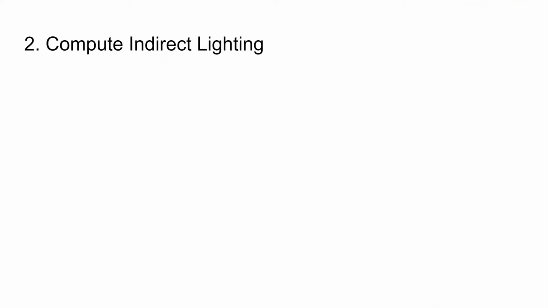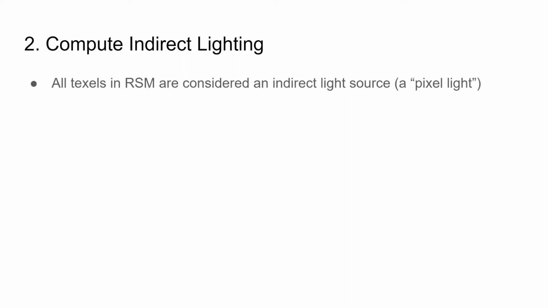That is the most involved part of the algorithm, which is computing the indirect lighting. First of all, we treat all pixels in the reflective shadow map as an indirect light source. The paper calls them pixel lights.